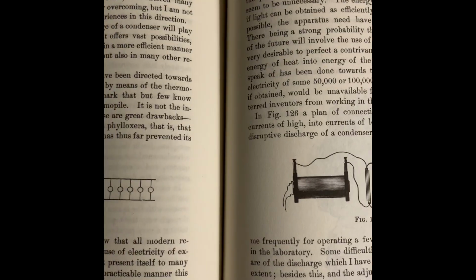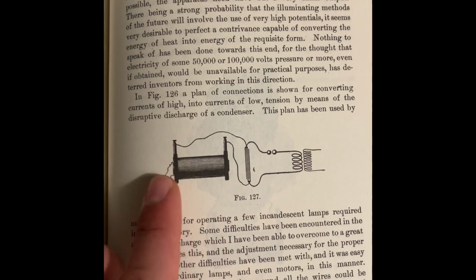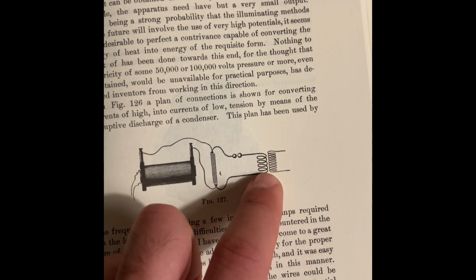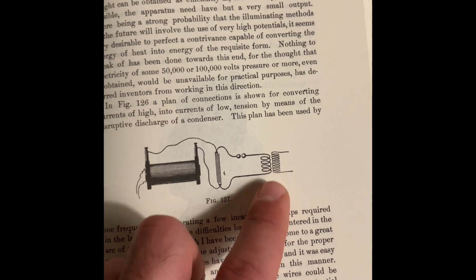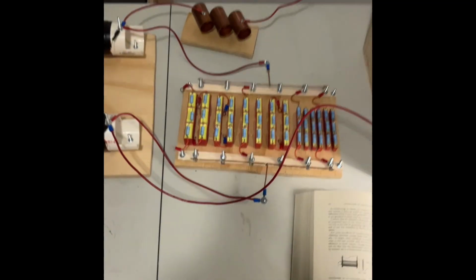This is showing our experimental setup that we have right now, and this is just showing that it's a transformer, pretty much a high voltage transformer. So this right here corresponds exactly with what we have.